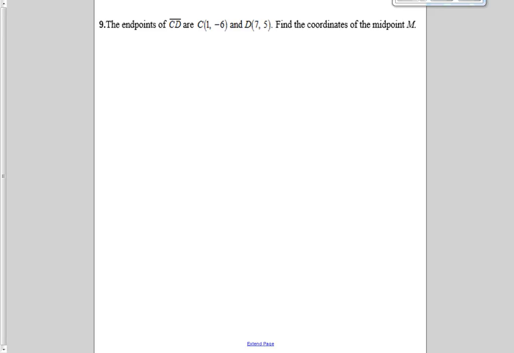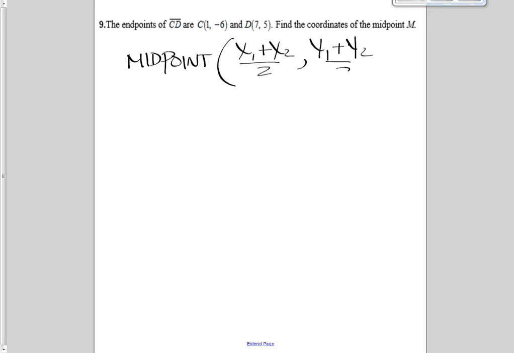This one's going to be a midpoint formula problem. So that's the midpoint formula. That'll be given to you when you take the test, either on your sheets or written on the board or something.